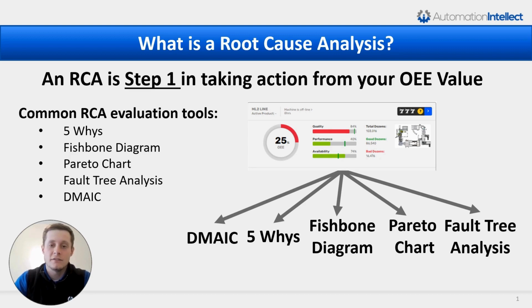Automation Intellect takes all the guesswork out of choosing an area for improvement, giving your team an excellent place to start for your RCA events. Some common tools that are used for a root cause analysis include 5 whys, a fishbone diagram, Pareto chart, among many others. But today we will be focusing on an example of a 5 whys and fishbone diagram.